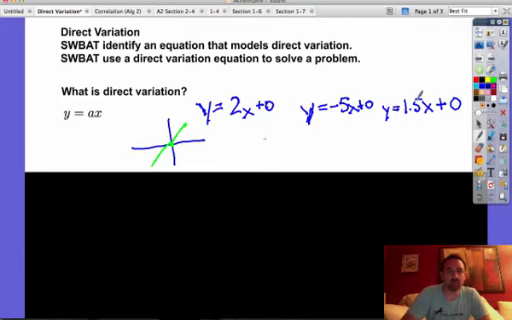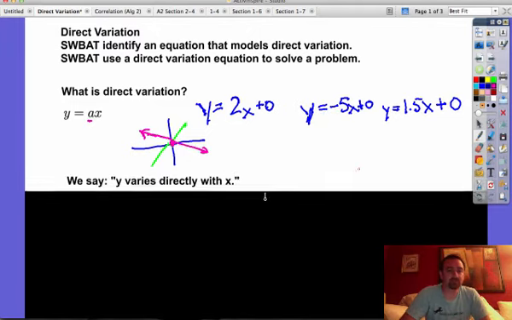Or, if we do another one in pink, let's say, like that. Again, not drawn terribly well, but going through the origin. It's a line that goes through the origin. That's all it is. And for direct variation, we typically use the letter a rather than the letter m, but they mean the exact same thing. a, m. Doesn't matter what letter we use.